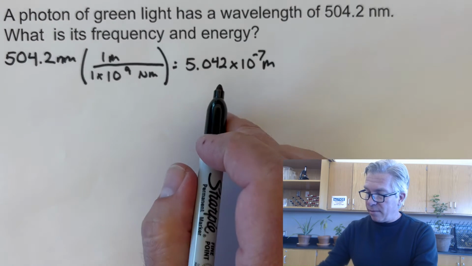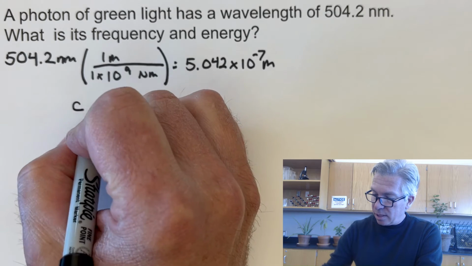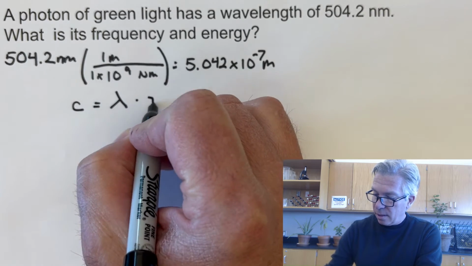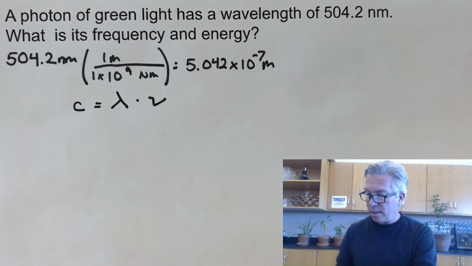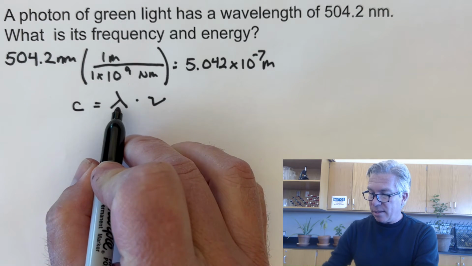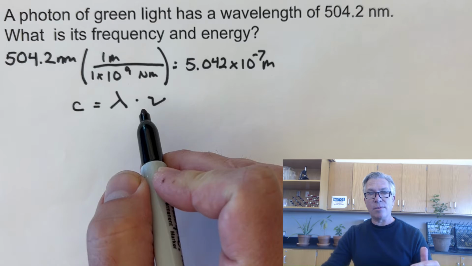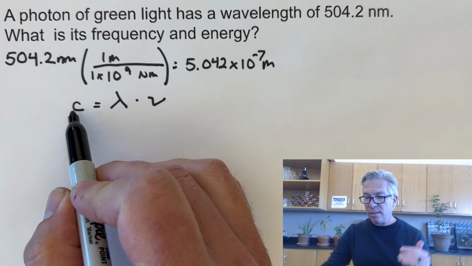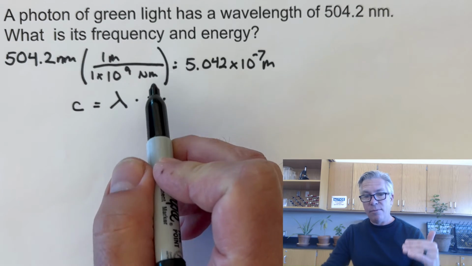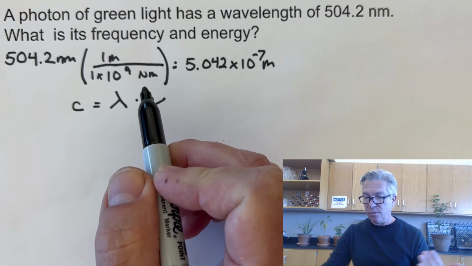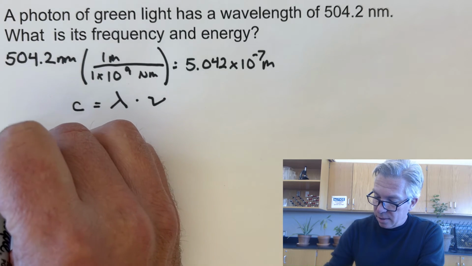Okay, now that we have that in meters, I'm going to set it up using the equation that is in my toolbox. c equals wavelength times frequency. And what this says is the wavelength and frequency are inversely related to each other. This is a constant, so if the wavelength goes up, the frequency would have to come down and vice versa. So the constant is just given to us.